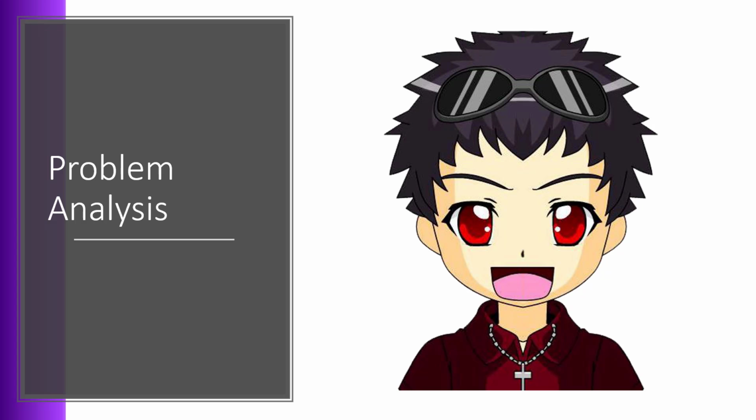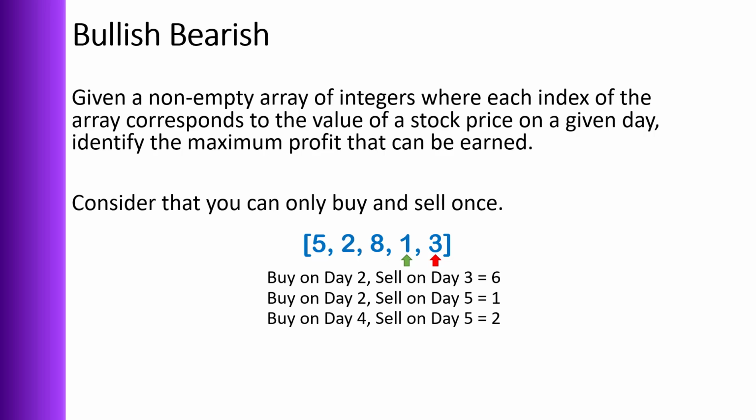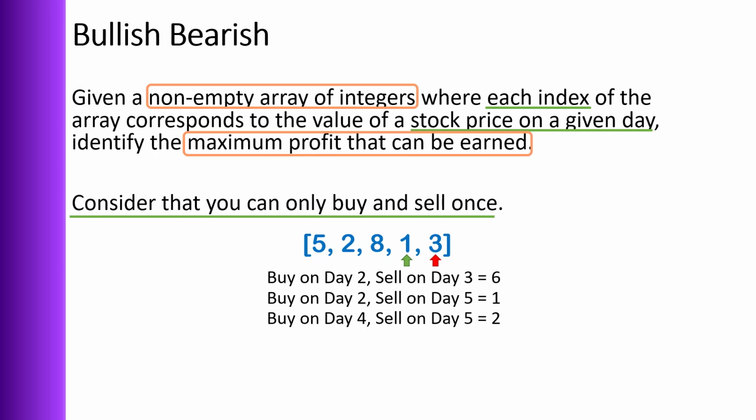So let's analyze the problem first before actually doing the coding. The problem says we are given a non-empty array of integers, so we are quite sure that it is not empty. And each index is the value of a stock price on a given day. We have to identify the maximum profit that can be earned. This is quite straightforward as well. And we have to make sure that we only buy once and only sell once.